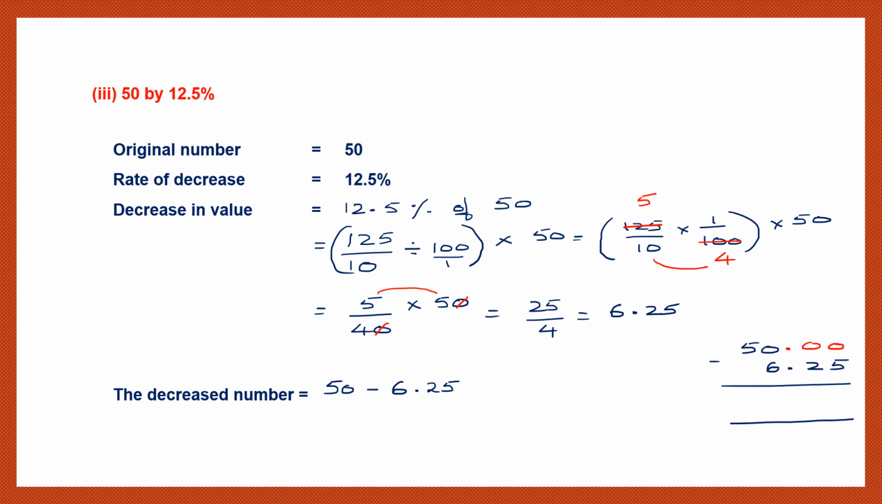Put a point here, put 2 zeros, and do your normal subtraction. So now to subtract, I can't do 0 minus 5. I'm going to borrow all the way from 5 here. This becomes 4, 10, 10 becomes 9, this becomes 10, this again 9 and 10. Now subtract. 10 minus 5 is 5, 9 minus 2 is 7, put the point, 9 minus 6 is 3, and bring down 4. So 43.75, let's write it here. 43.75 is the decreased number or the new number.